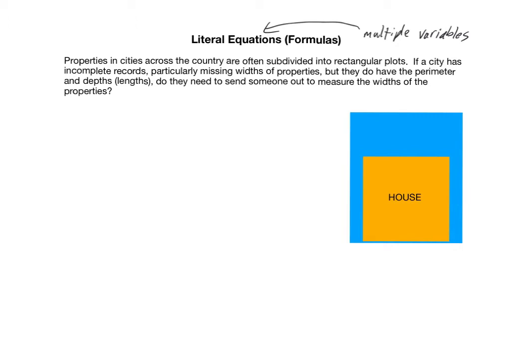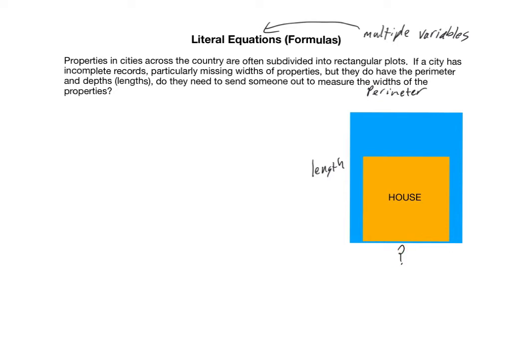So the information that they do have are the lengths of the properties, and they also have the entire perimeter, which is the distance around the outside. However, they don't know what the width is. But if they have the perimeter and they have the length, is it possible to find the width?